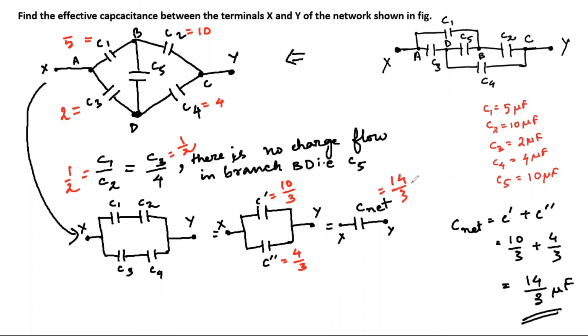14 by 3 microfarad. So this is how we solve such an arrangement. Okay. So this is our first step, where we redraw this into this bridge form. This is what we call the bridge form, and then we check whether these ratios are equal or not.